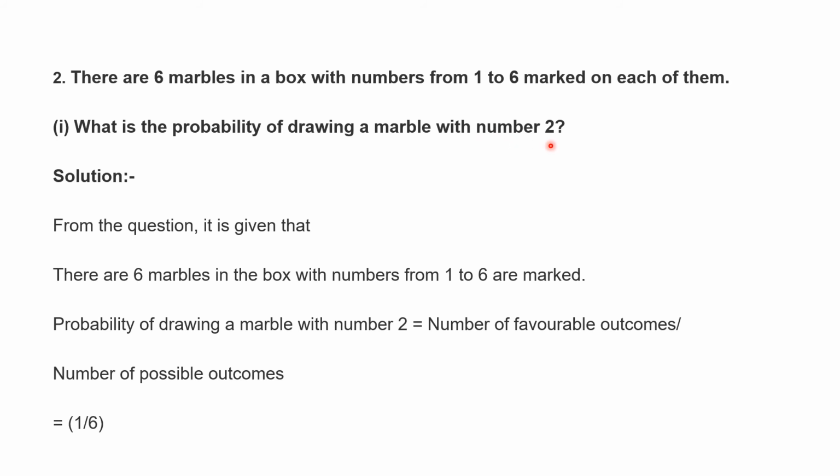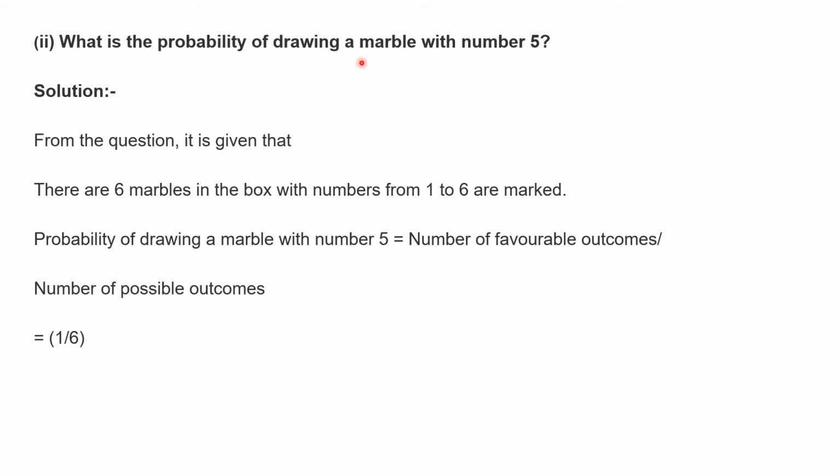This we have already discussed, right? So there are 6 marbles in the box with the numbers 1 to 6 marked. The probability of drawing a marble with the number 2 is the number of favorable outcomes divided by the number of possible outcomes. The number of possible outcomes is 6. The number of favorable outcomes, which number we want? 2. That is 1. That's why 1 by 6. I hope this one is clear. So what is the probability of drawing a marble with number 5? This also we have discussed already. Again, it is the number of favorable outcomes divided by the number of possible outcomes. Possible outcomes are 6 and the number of favorable outcomes is 1. That's why 1 by 6.